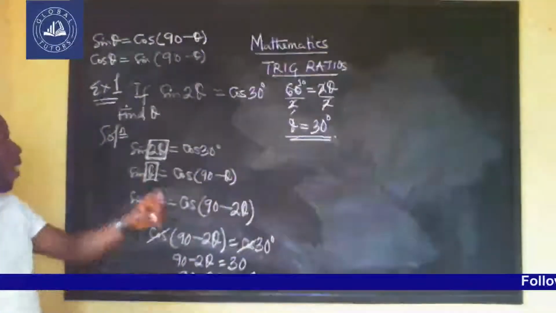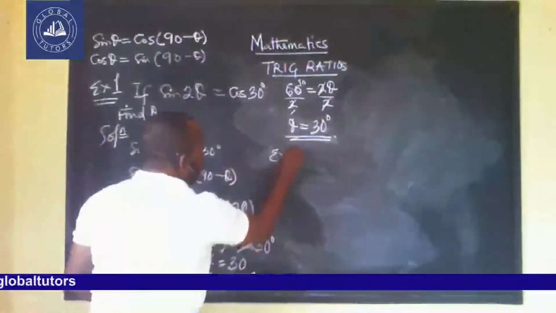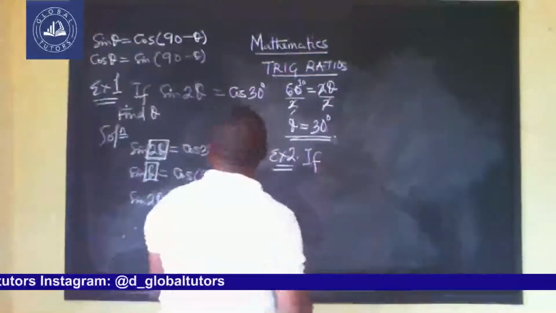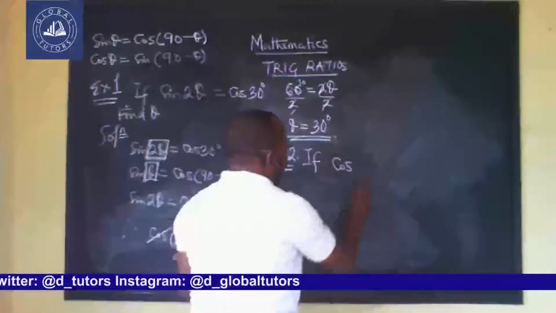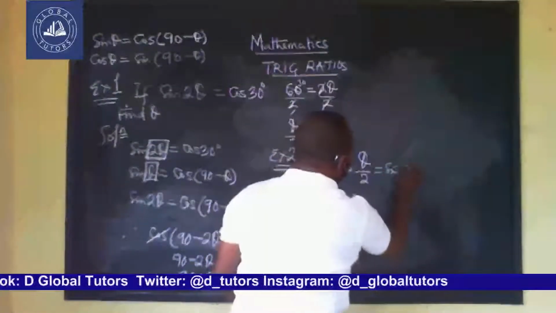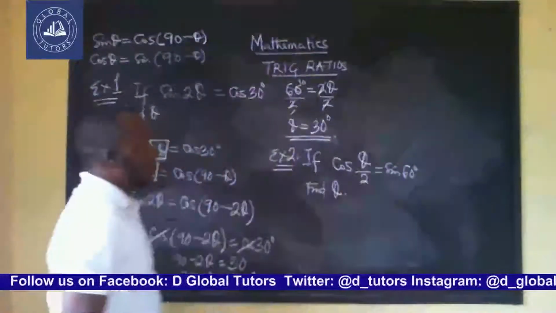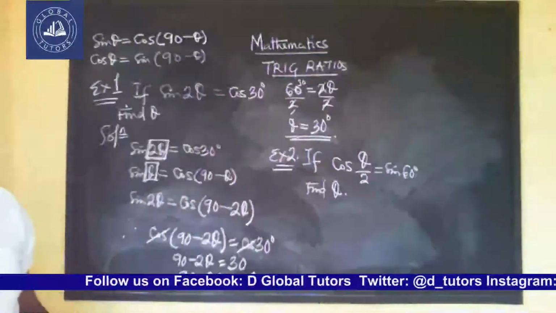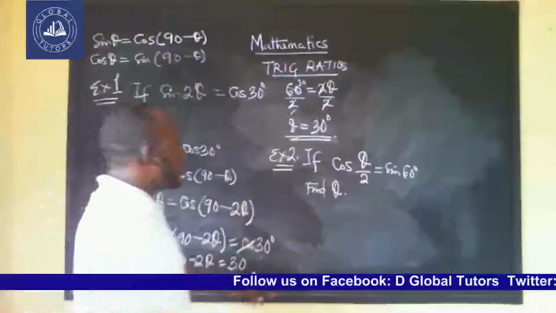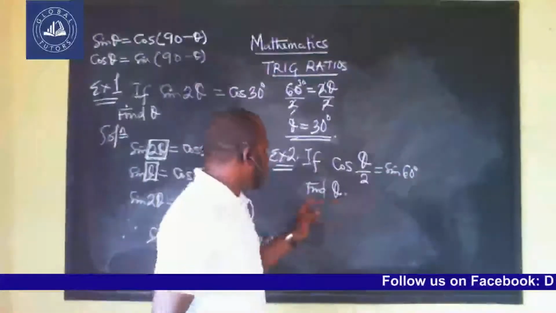That's example 1. Let's try another question. Number 2. The question says, if cos theta over 2 equals sine 60 degrees, find theta.